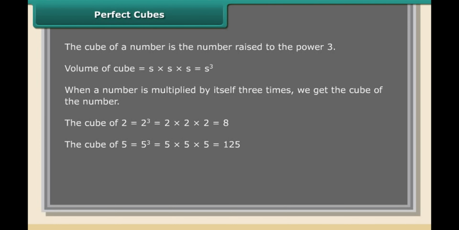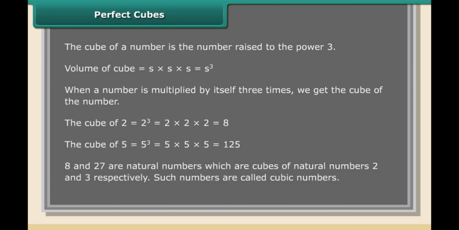8 and 27 are natural numbers which are cubes of natural numbers 2 and 3 respectively. Such numbers are called cubic numbers.